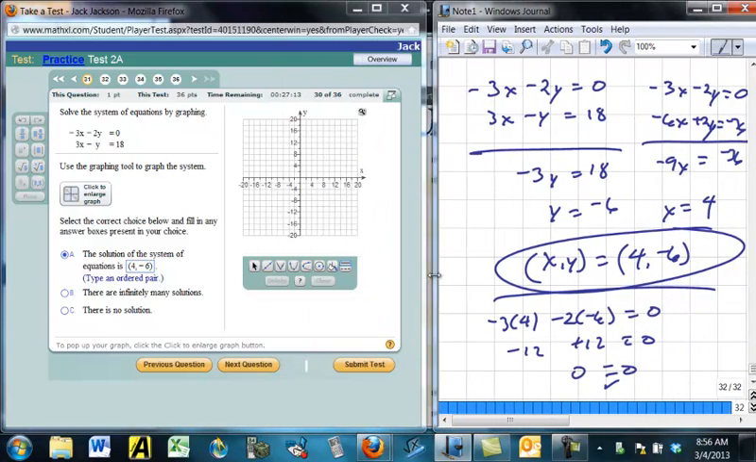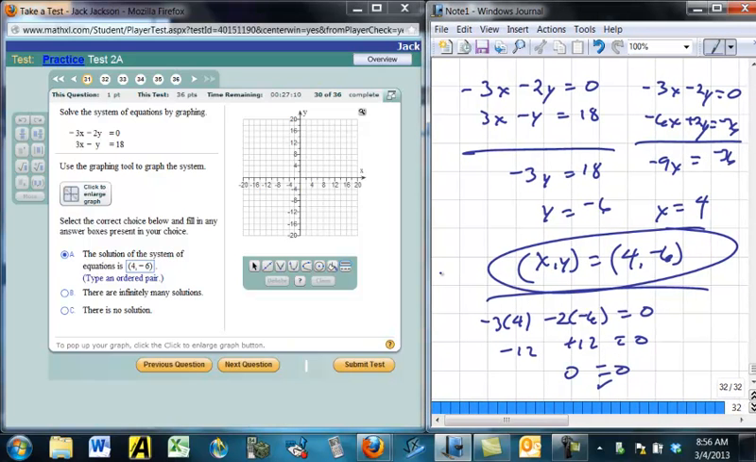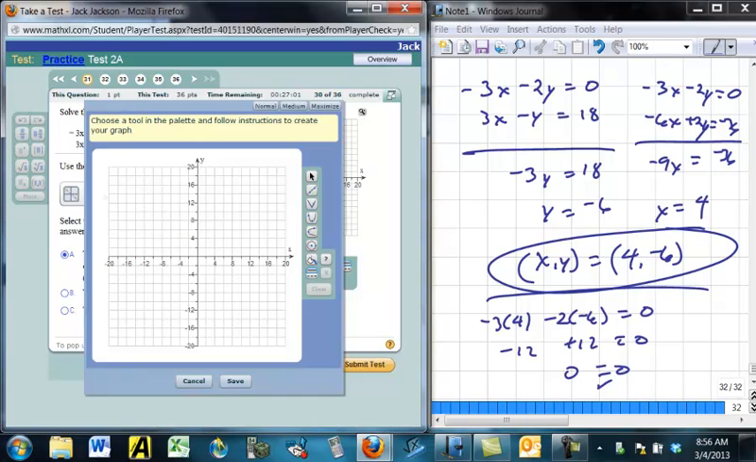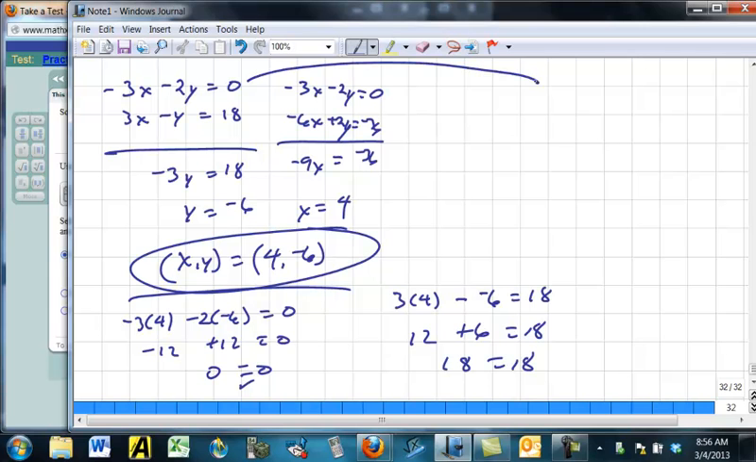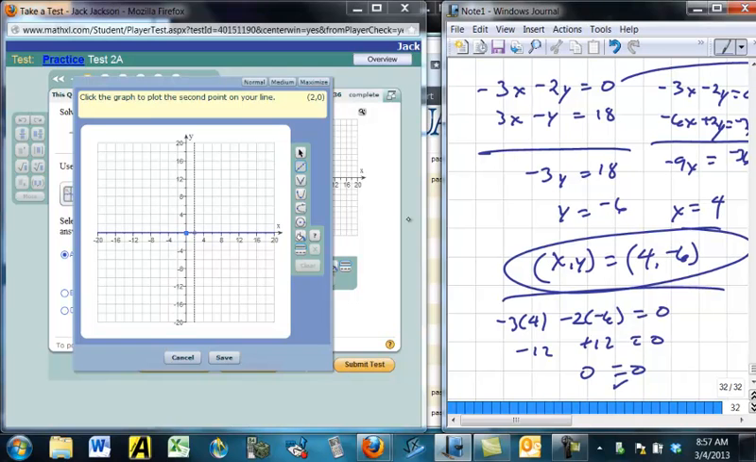Now, to graph this, I can do it a couple of different ways. Notice this first one goes through 0, 0. So let's see. I want to graph this as 2 lines. So I want to click on the line tool, and one of them goes through the origin. Let me go ahead and solve this for y. I don't have to do it this way, but it's easiest probably. Negative 2y equals 3x. y equals negative 3 halves x. So maybe if we let x be 2, y would be negative 3.